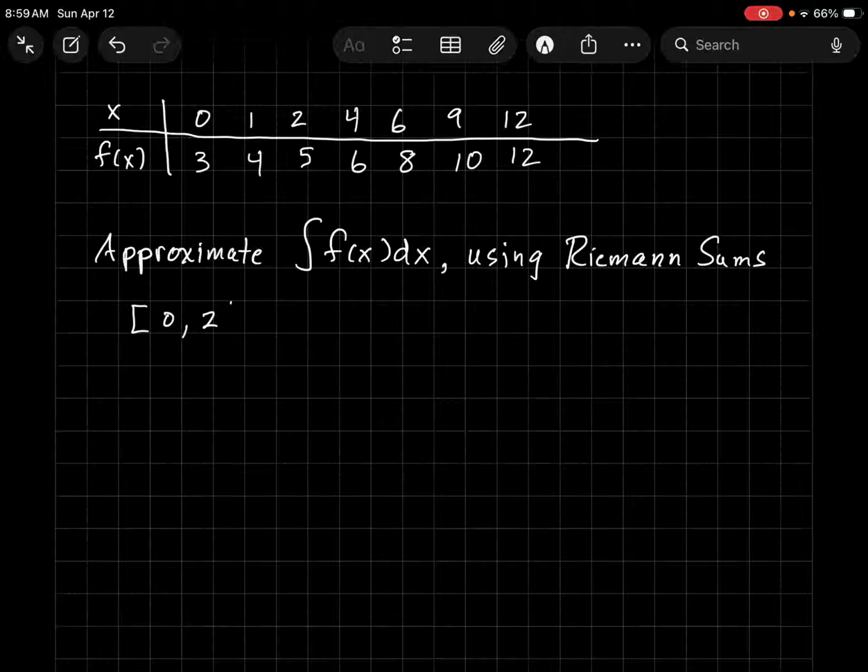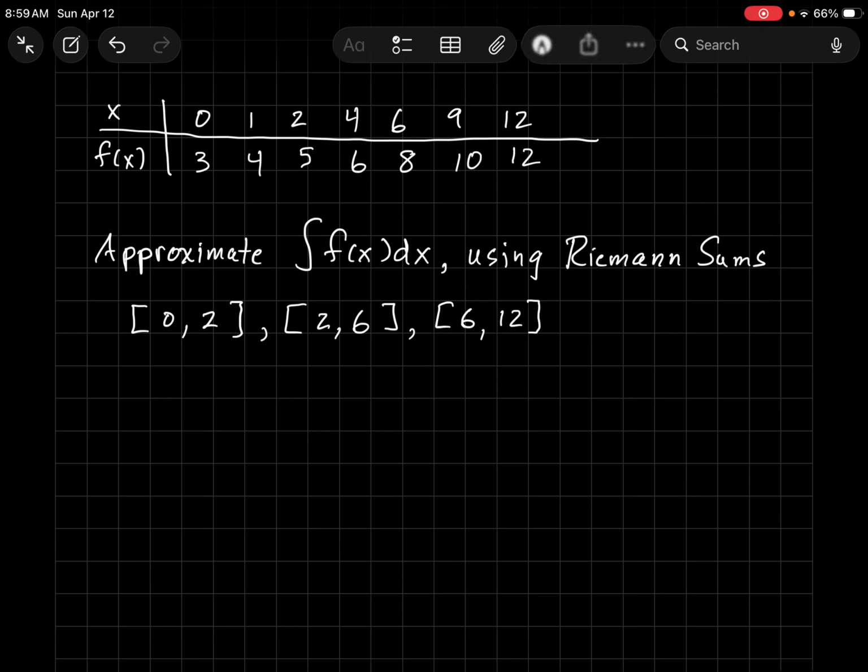And the following will be my subintervals: 0 to 2, 2 to 6, and then 6 to 12. And we're going to start with a left Riemann sum to approximate this area. Well, I know the approximation is going to be the sum of the areas of rectangles whose height is f of x, whose base is delta x.